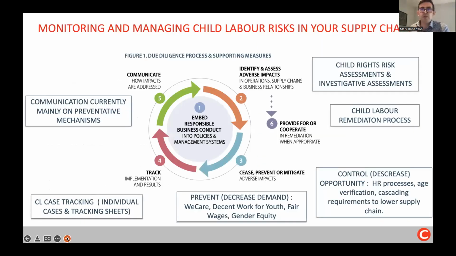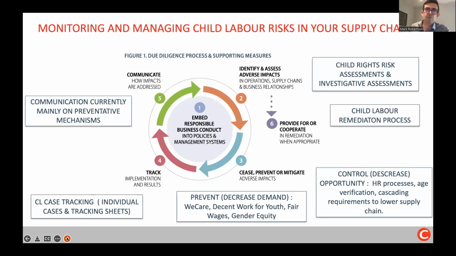So just very quickly before I pass over to my colleague from Aldi, just to give you a sense of what this looks like from a due diligence perspective. What we have on screen is the OECD due diligence guidelines and process for managing risk in your supply chain. And what I want to give a sense of here is the different steps that we suggest brands and retailers take to implement the different areas of due diligence.